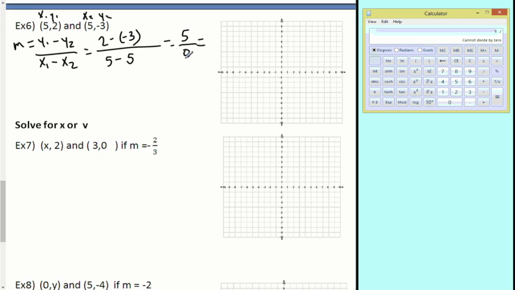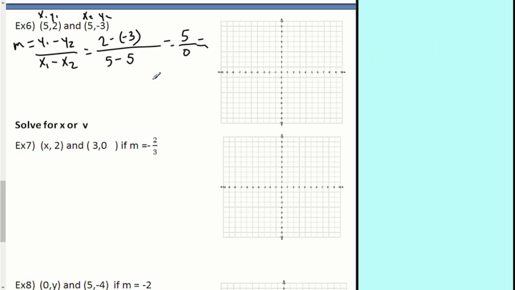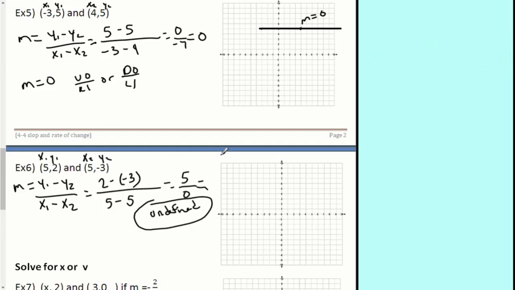5 divided by 0 is any number I want it to be, and I still have 5, and so I can divide again. This means, what number is it? 5 divided by 0 is really infinity, but in our case, we're just going to write undefined. If it's undefined, you don't have to write it in words. The slope is undefined.